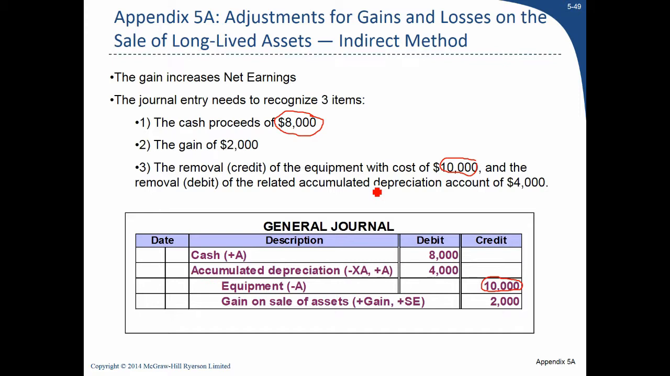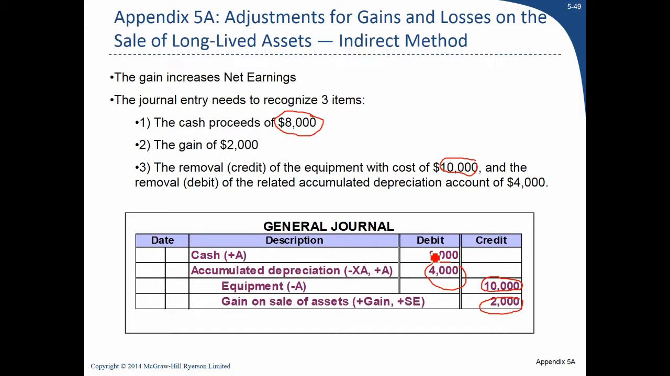Remember, accumulated depreciation has a credit balance. So we have to debit it to zero it out. We no longer have this piece of equipment. We can't have the asset on our books or the accumulated depreciation on our books. So that's why you see this sort of inverse transaction of credit equipment $10,000, debit accumulated depreciation $4,000. The difference here will be the gain, right? Or loss.